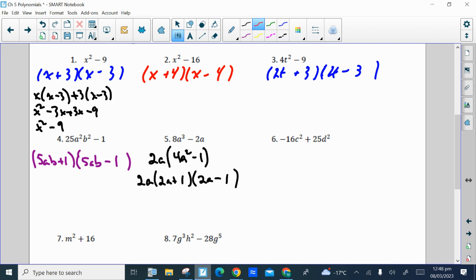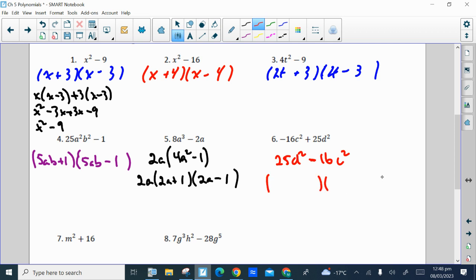Question 6, the way it stands right now, is not difference of squares, because you don't have a minus sign in between the two terms. But what we can do is just rearrange them. Put the positive 25d squared first and the minus 16c squared second. Now it is difference of squares because both terms are perfect squares and there's a minus sign in between.